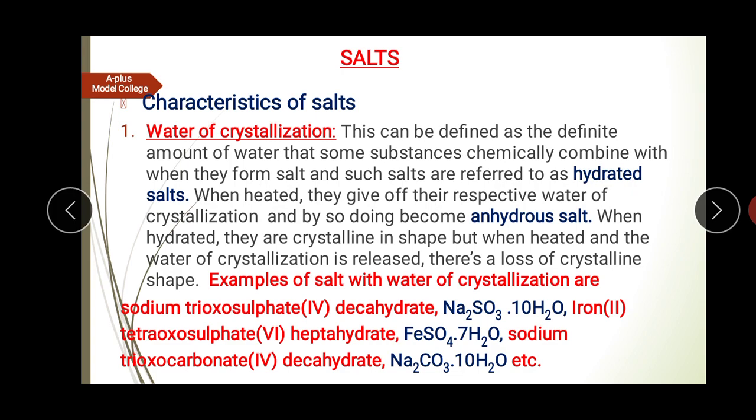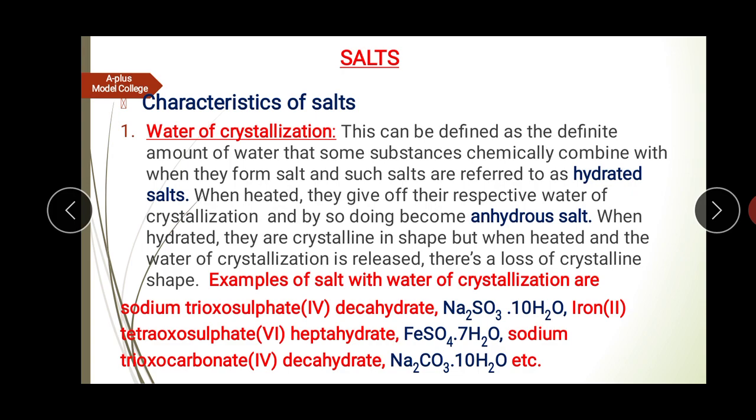An example of a salt with water of crystallization, that is, an example of a salt that has water in the name, is sodium thiosulfate decahydrate. Don't forget, deca means 10. So that is Na2S2O3.10H2O. That is sodium thiosulfate having 10 moles of water. That 10H2O there is the water of crystallization possessed by such sodium salt.